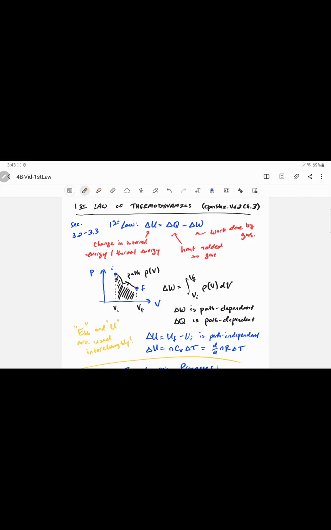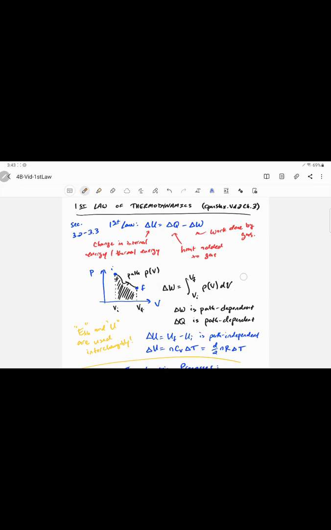So if you have the path in the PV plane, the work is easy to calculate. Delta Q is not easy to calculate for any general path. We'll talk about a couple where you can calculate it later, but in general, you can't calculate Q as easily as you can the work, because the work you could compute for any function, P as a function of V. You can calculate that integral. Even if you can't do it analytically, you could numerically approximate it.